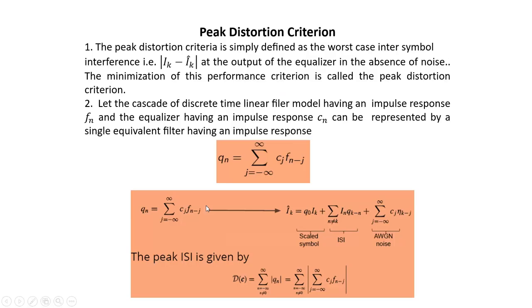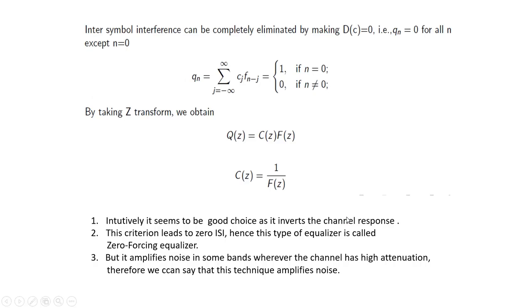But please remember that the peak distortion criteria is in the absence of noise. We are not considering any noise value in the expression of Q(z). While we are putting a condition for zero ISI, we are not considering any noise term here. No noise term has come in Q(z) also, and similarly in the equalizer response there is no noise term. That means it is in the absence of noise. The peak distortion criteria is in the absence of noise.